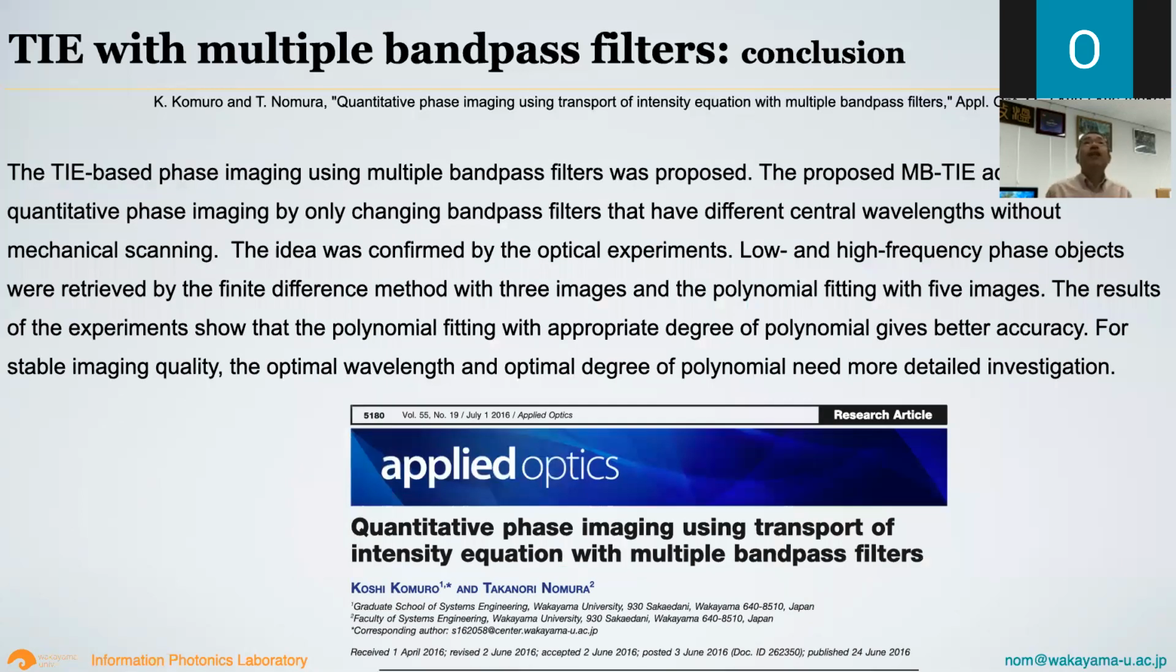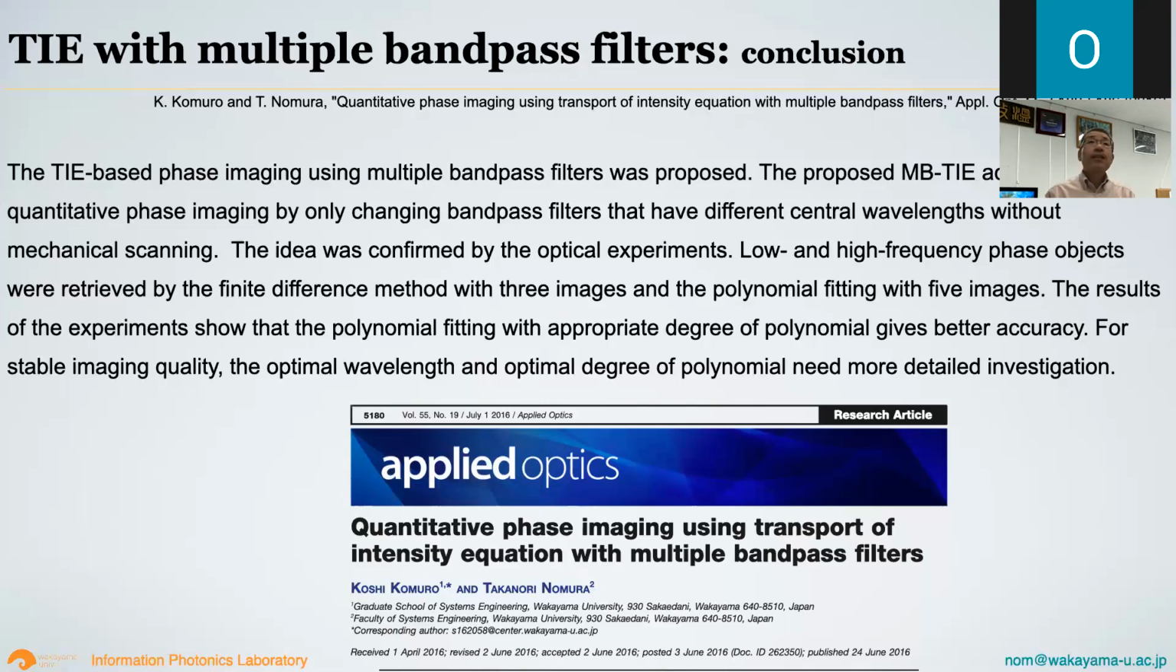So this is the TIE with multiple bandpass filters. The TIE-based phase imaging using multiple bandpass filters was proposed. The proposed multi-band TIE achieves quantitative phase imaging by only changing bandpass filters. We don't have to move the camera. The idea was confirmed by the optical experiment. Low and high frequency phase objects were retrieved by the finite difference method with 3 images and polynomial fitting with 5 images.